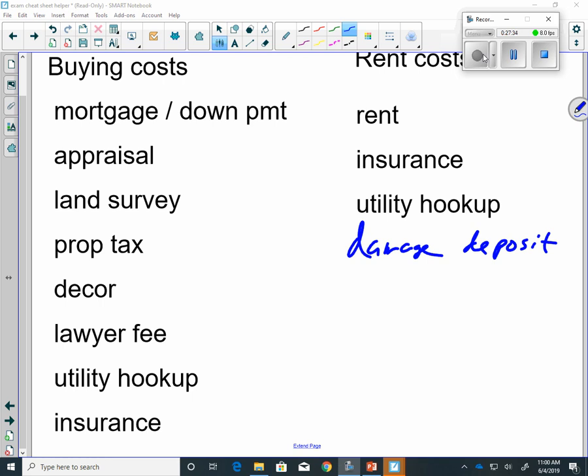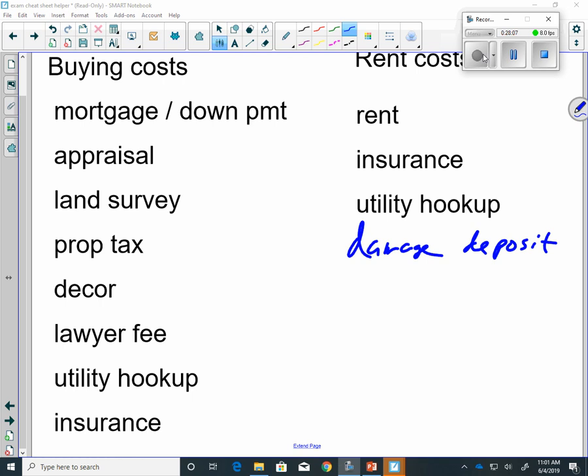What are some disadvantages to buying? Long time to pay off. Costs are high. You're responsible for everything. The furnace goes, you've got to pay. You're the guy. You're the gal. It's called maintenance.